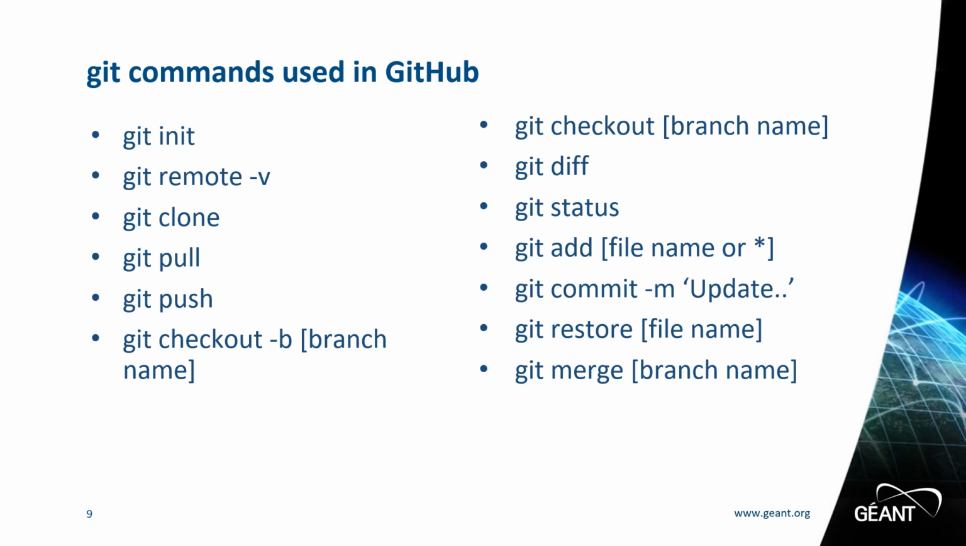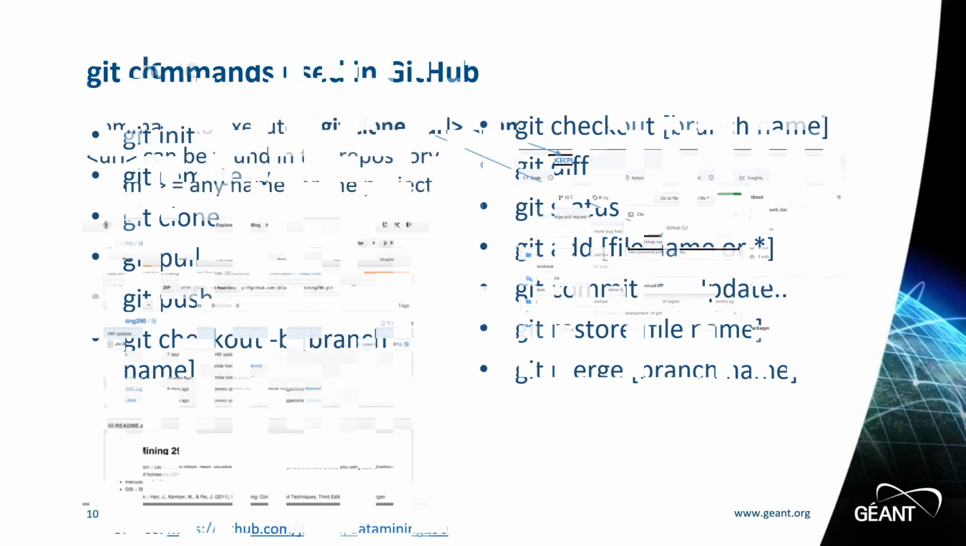And lastly, when you are ready to add your modifications to the default branch, you merge the feature branch into it with the use of git merge and the branch name. We will look at some of these commands in more detail in the following slides.